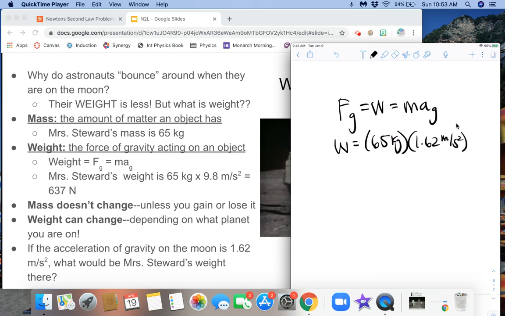So if I plug this into my calculator, I get 65 times 1.62, and we get 105.3 newtons. So I see that I weigh much, much less on the moon, 105.3 newtons, than I do on the Earth, 637 newtons. So this is why astronauts look lighter on the moon, is because they weigh less.